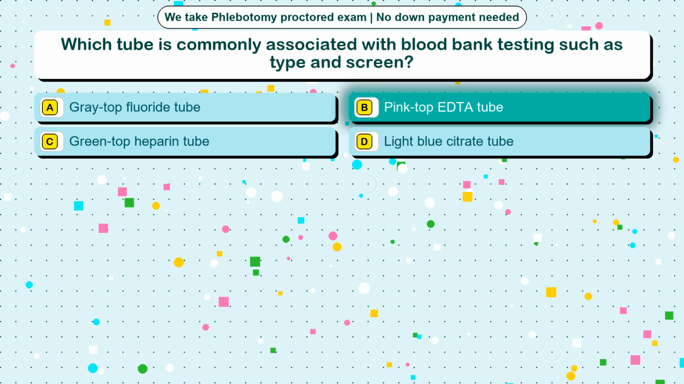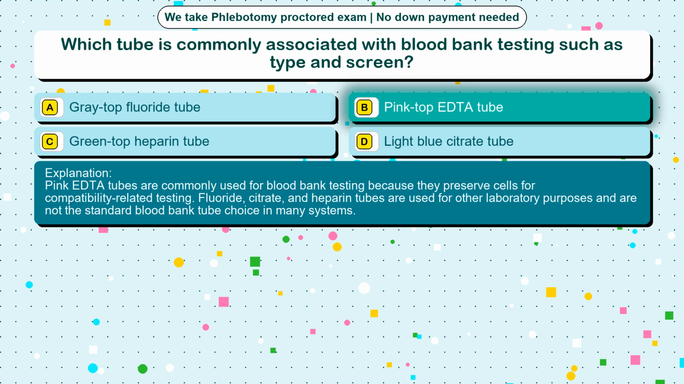The correct answer is option B. Pink top EDTA tube. Pink EDTA tubes are commonly used for blood bank testing because they preserve cells for compatibility-related testing. Fluoride, citrate, and heparin tubes are used for other laboratory purposes and are not the standard blood bank tube choice in many systems.